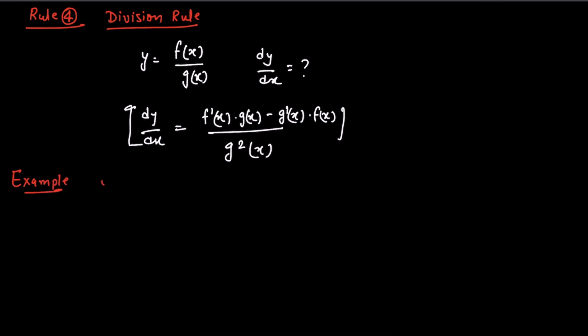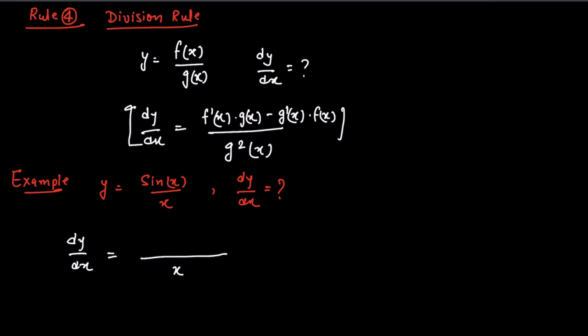Let us take that y is given as sin x divided by x, and then we need to find out what is the dy/dx of this function. Okay, so in this case, we'll apply this formula. The denominator is x, so that's why it will become x square. So we get x square.